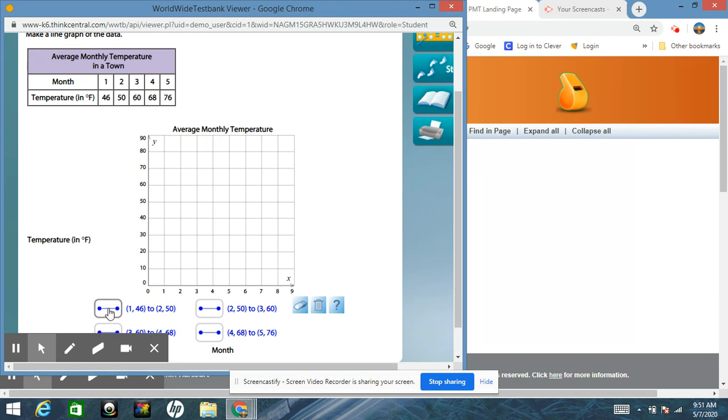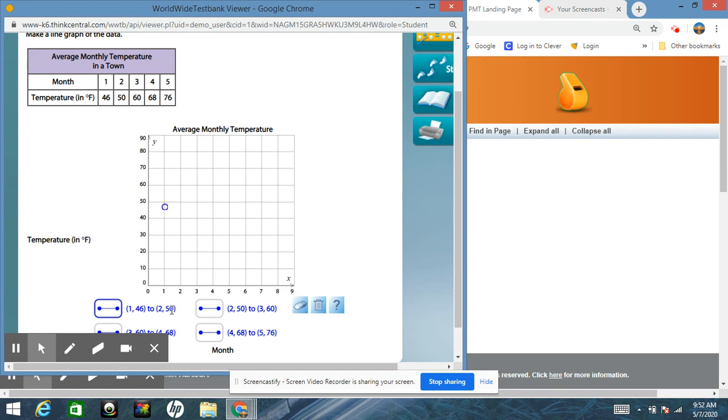I'm going to plot my first ordered pair here, 1 and 46. So you're going to click this. 1, of course, is on my x-axis. 46 is my y. There's not an exact 46, but I know 46 is between 40 and 50. It's a little bit closer to 50. So I'm going to plot that point, that ordered pair, about right here.